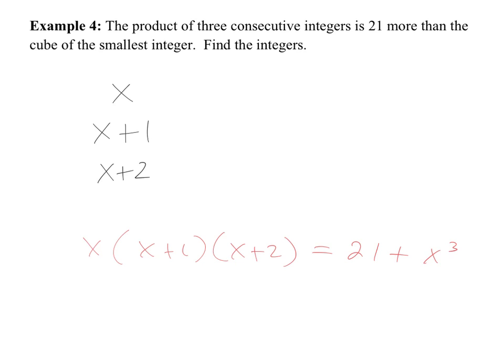Now, again, just to point out, you would have had x minus 2 cubed over here if you had made x the largest integer. That would have been really messy. It's not worth all that extra work. Take the easier route. So x plus 1, x plus 2. I need to multiply all that out, right? It's going to get messy. I'll leave that alone. I'll multiply this out first.